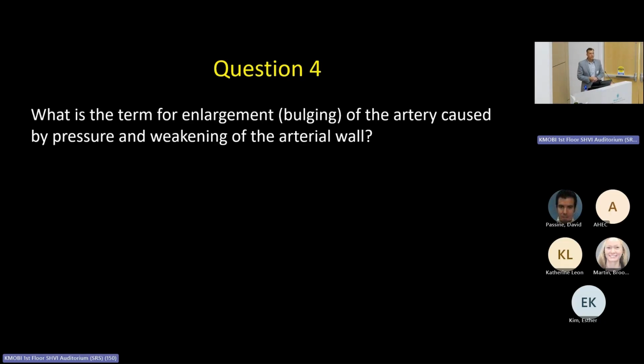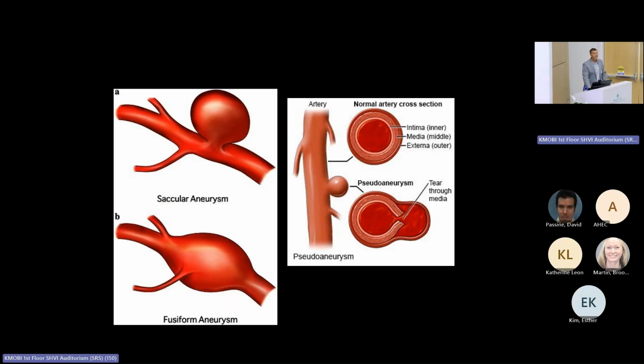What is the term for the enlargement or bulging of the artery caused by pressure and weakening of the arterial wall? Aneurysm. Okay. And there are different types of aneurysms, right? The most common is on your bottom left, called a fusiform aneurysm. The way I like to describe it is the shape when a snake eats a mouse, or if you're from Atlanta like me, maybe a Coke bottle appearance. So a fusiform aneurysm is the most common dilatation or growth of the artery. The saccular aneurysm above that is a little less common and a little more unstable, and it looks more like a mushroom head with a cap.